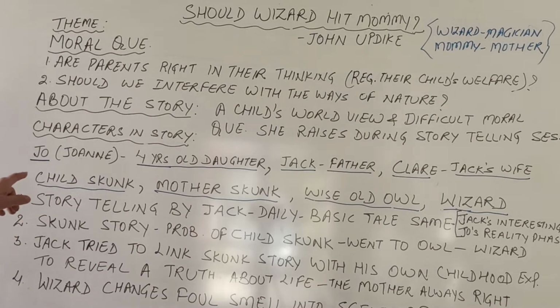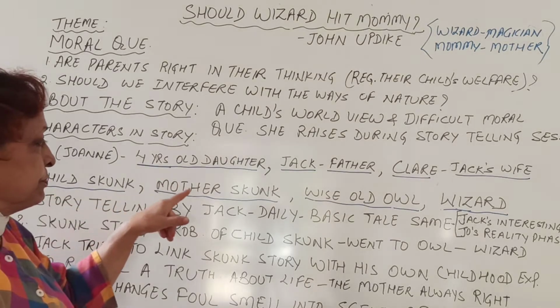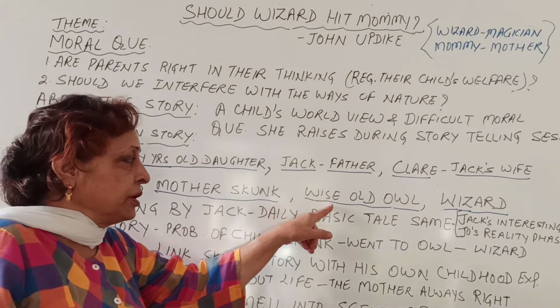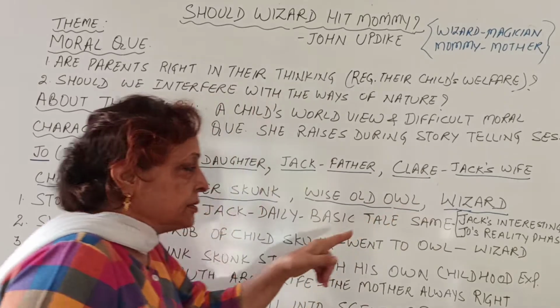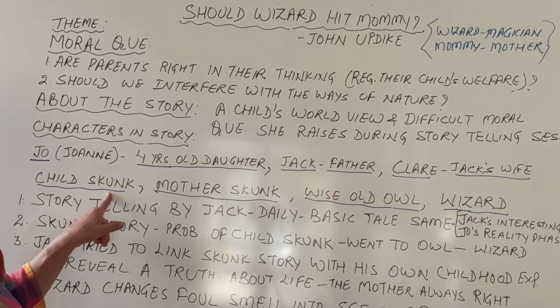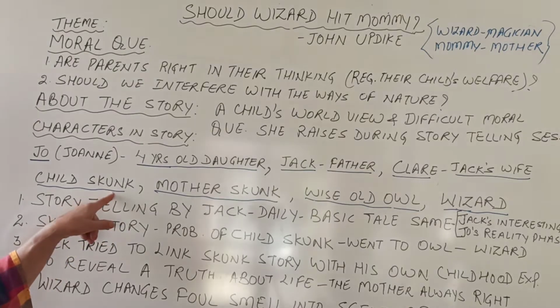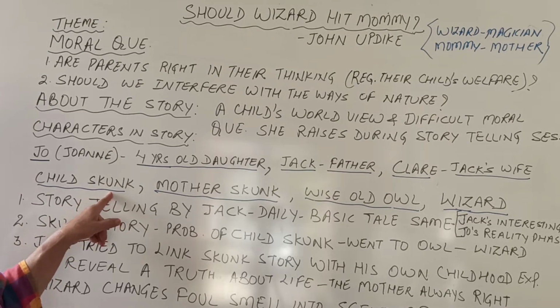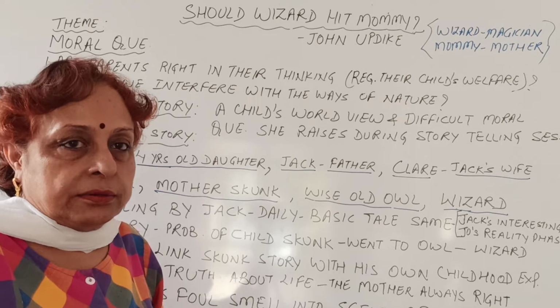Now there is a story that the father tells his daughter, and that story has the characters a child skunk, mother skunk, wise old owl and a wizard. Now first of all, let us understand what is a skunk. Skunk is a creature which gives out a very foul smell.